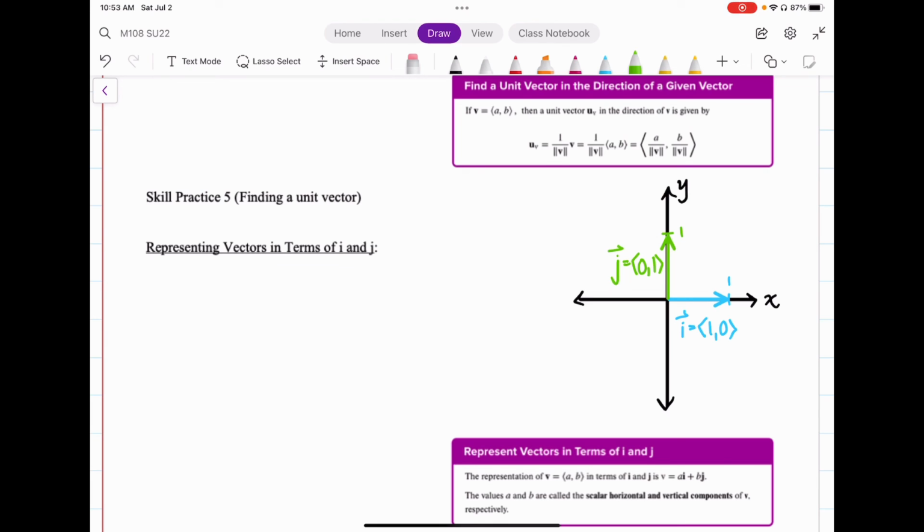We can represent a vector a, b in terms of i and j. We take vector a, b and we write it as a times i plus b times j. These are just scalar components, and the values of a and b are called the scalar horizontal and vertical components of v respectively.